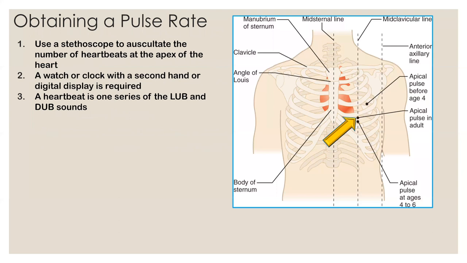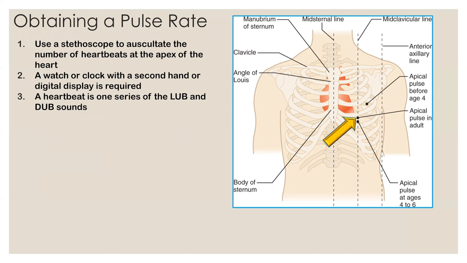So, obtaining a pulse rate. When we talk about listening for an apical pulse, this is where we're going to listen. You see my little yellow arrow there. You can see that the heart is kind of weirdly shaped. If you're looking at this picture, the right side is kind of cone shaped down at the bottom. And right there by that rib is called the point of maximum impulse. So that's where you can hear best.